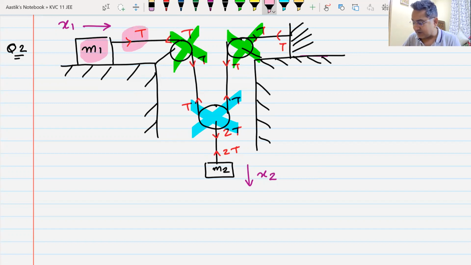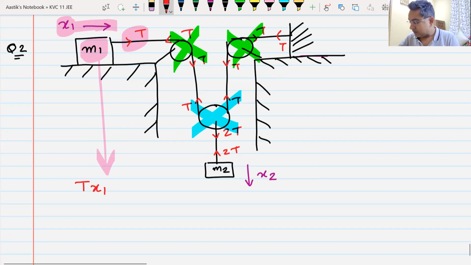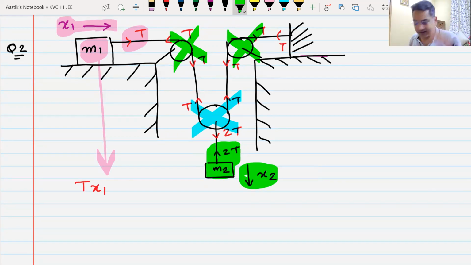You just have to look at the pink mass. The tension is here and the displacement is here. So what is the work done by tension on this block? The angle is 0, so work done is T into x1. Now look at the green block. Tension is 2T, which is upwards. Displacement is x2, which is downwards. That means it is moving in the downward direction. Angle is 180 degrees. 2T into x2 into cos 180 becomes minus 2T x2. That must be equal to 0, my dear friends.